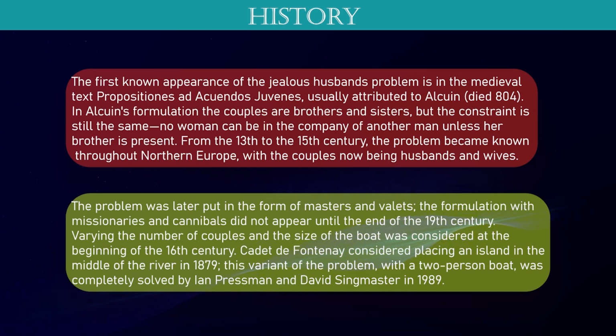Cadet de Fonteney considered placing an island in the middle of the river in 1879. This variant of the problem with a two-person boat was completely solved by Ian Pressman and David Singmaster in 1989. In 2020, controversy surrounding the racist theme in a cartoon about the problem led an AQA exam board to withdraw a textbook containing the problem.